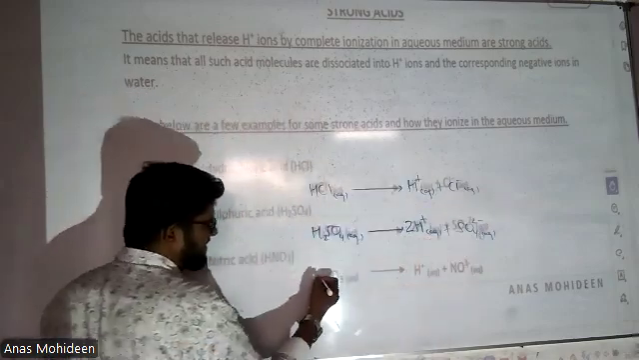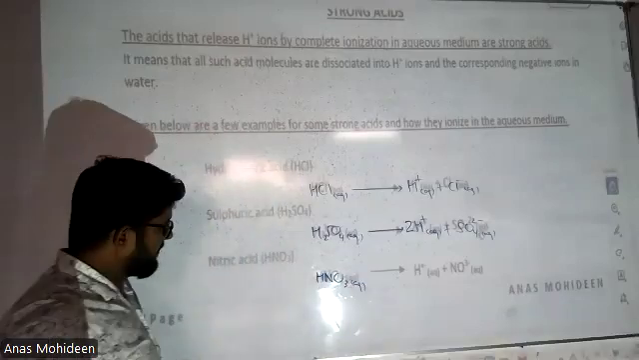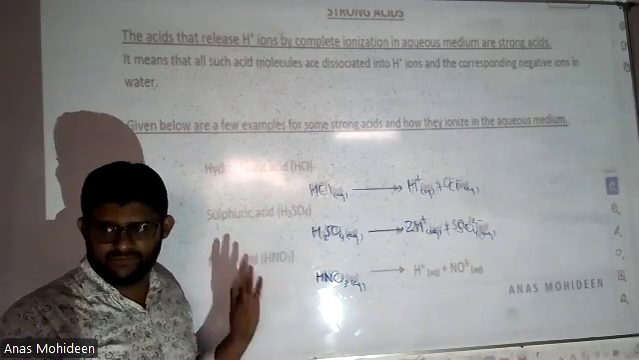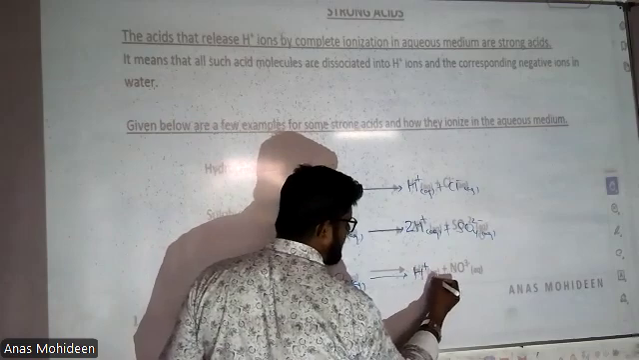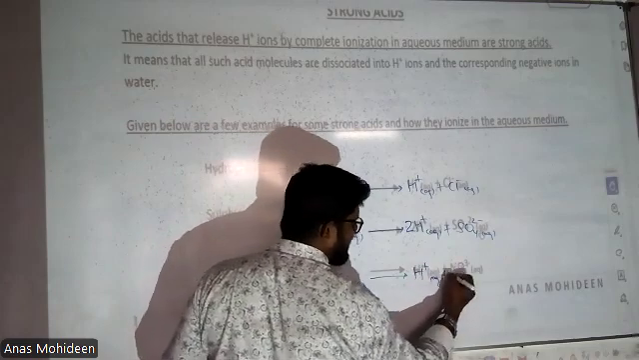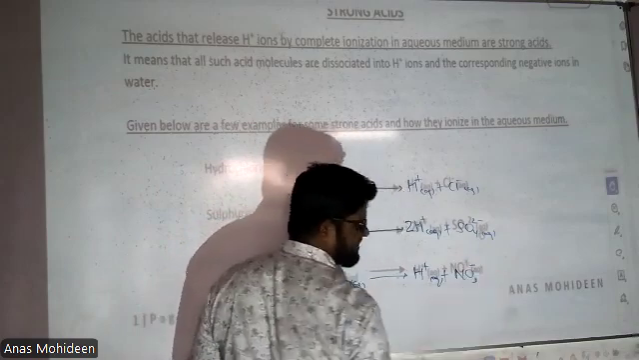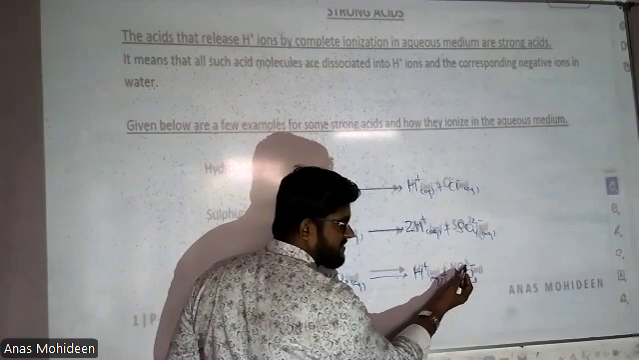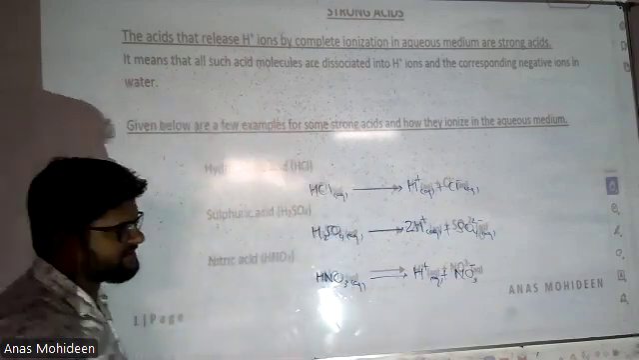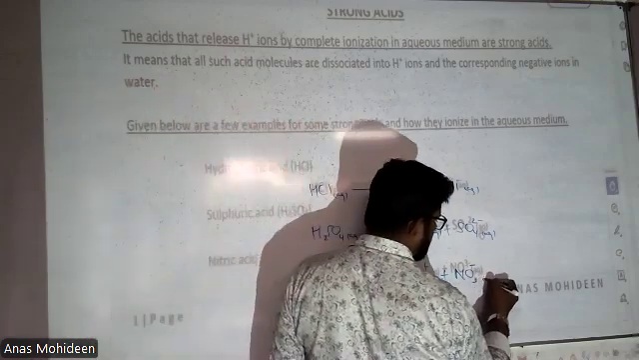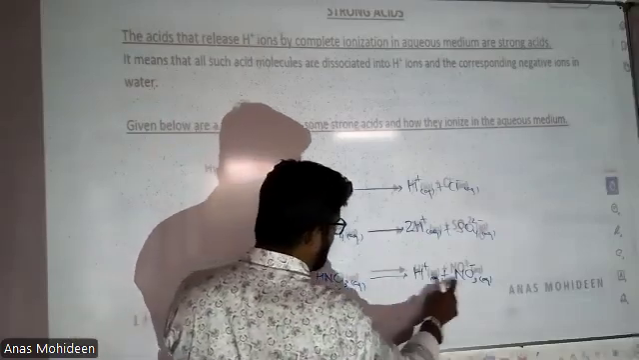And in this case, HNO3, nitric acid. You have to remember the names. In the questions, they give the names. What is nitric acid? It releases hydrogen plus, and always note the physical states. NO3 minus. You have to correct that: the 3 should come down, NO3 minus. Correct it, please. Now check if it is balanced. 1 hydrogen to 1 hydrogen, NO3 to NO3 balanced.